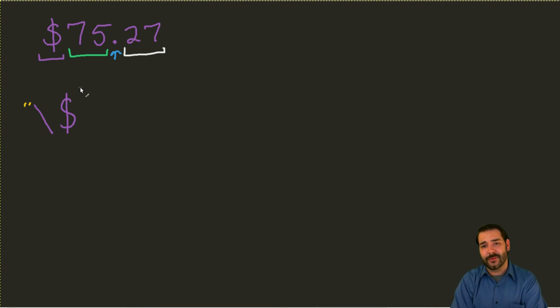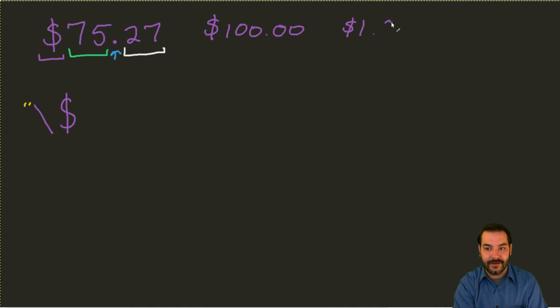The next thing I'm dealing with is that I'm going to have 75. But 75 is not the only possible number I might be dealing with. I might also deal with $100.00. I might deal with $1.75. I might deal with 1,000. And for our sake, we'll ignore commas. So how do I tackle this?